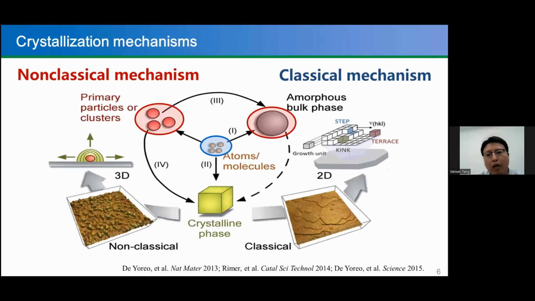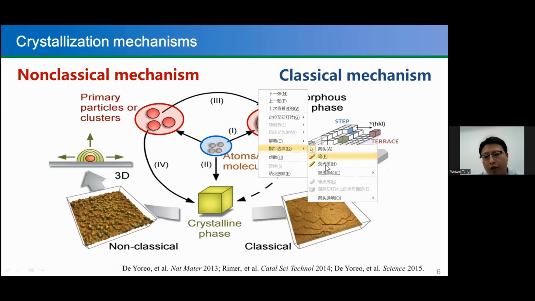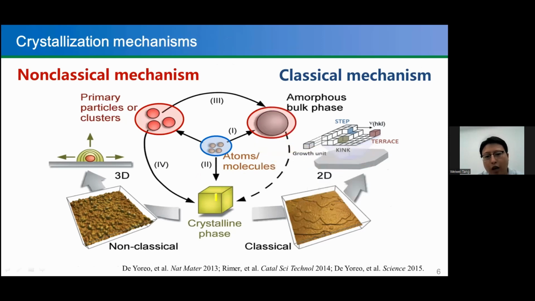Currently, there are two types of crystallization mechanisms, namely the classical and the non-classical mechanisms. In the classical mechanism, the atoms or molecules are transformed into crystalline nuclei in one step and further grow into a macroscopic crystal by facet-mediated crystal growth. Whereas in the non-classical mechanism, the atoms or molecules first form clusters or amorphous precursors and then transform into crystalline nuclei. The surface growth may proceed by the attachment of nanoparticles.